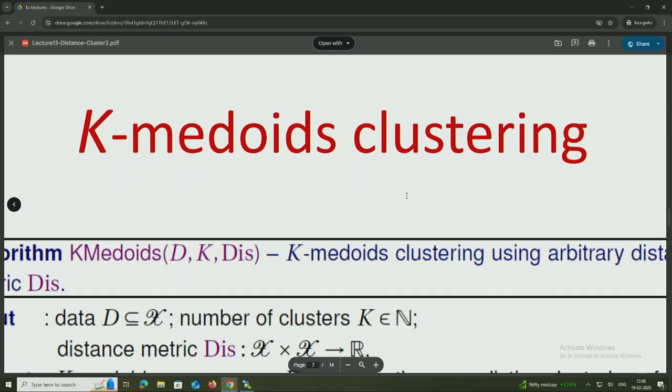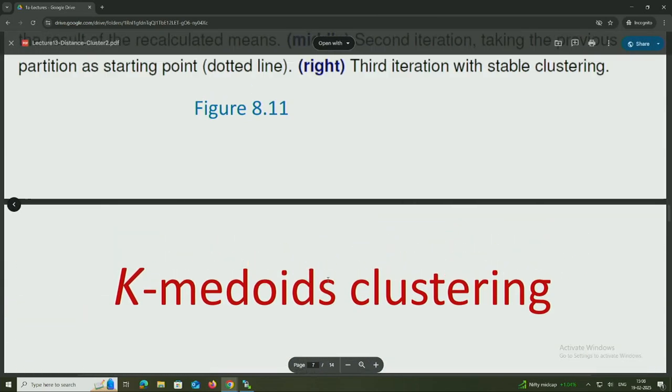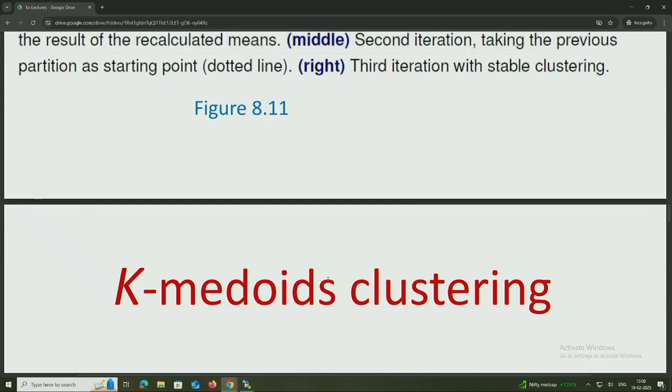Now coming to what is K-medoids clustering. Okay, somebody tell me what will be K-medoids clustering.